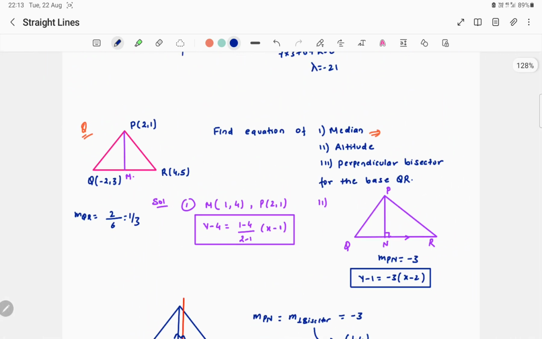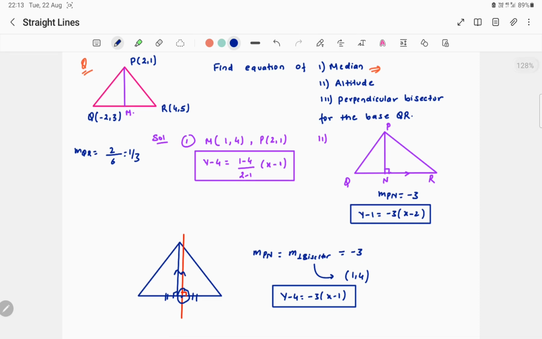Okay, so very quickly let me give you a quick recap of what we said. If you want the median, take the midpoint of the opposite base, and with the 2 points you have, use the two-point form and write the line equation. You want the altitude? The altitude is perpendicular to the base, and both the coordinates are given. So if you know the slope of the base, using m1 m2 equal to minus 1, you can find the slope of the altitude, isn't it? And the altitude passes through the vertex, so you know the slope and a point, and you write the line equation.